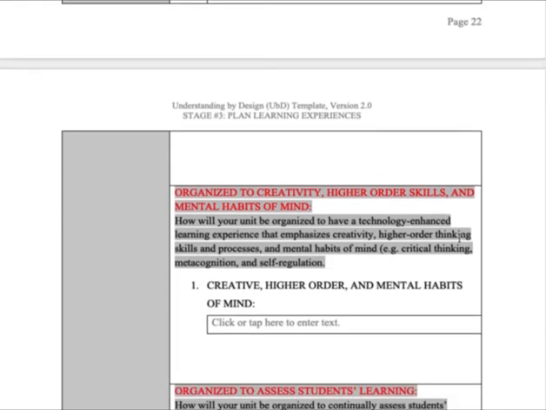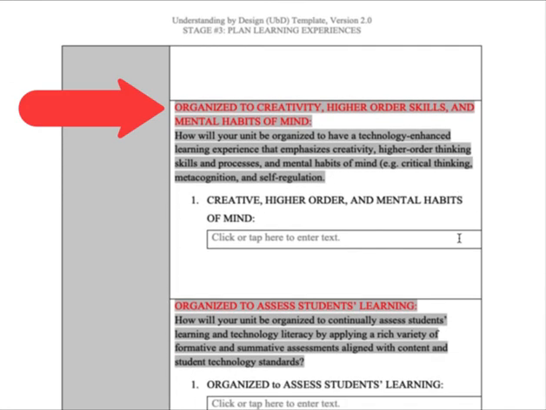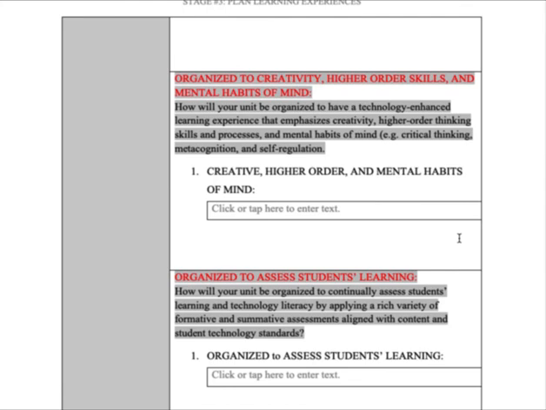As an example of organized to have a technology-enhanced learning experience that encourages creativity, higher order thinking skills and processes, as well as mental habits of mind, I might say something like, students will be asked to complete the metacognitive What Will You Learn activity that comes at the beginning of the module to indicate their level of confidence.